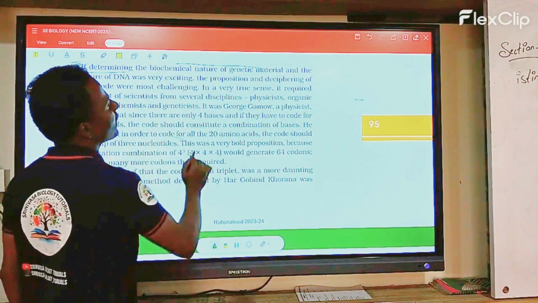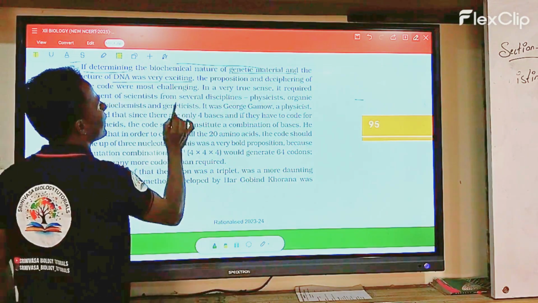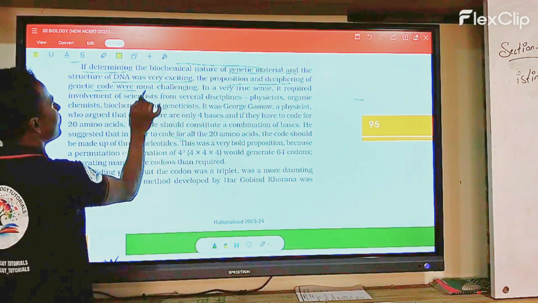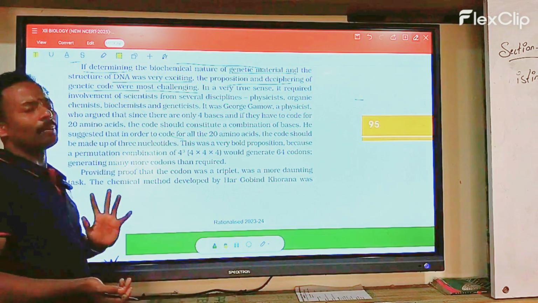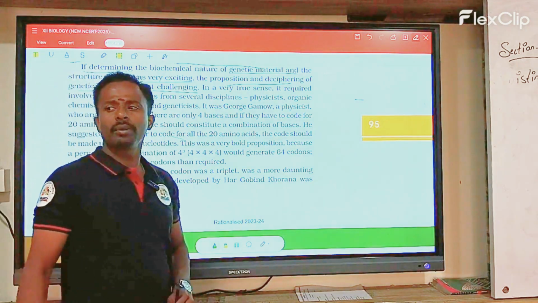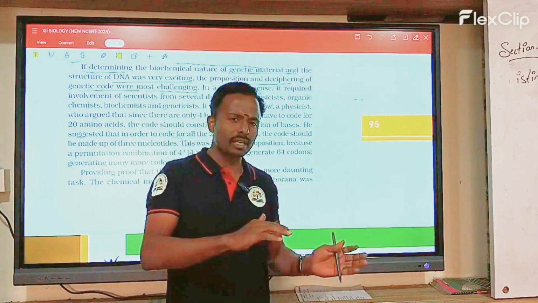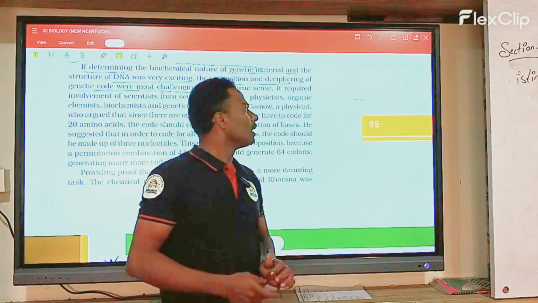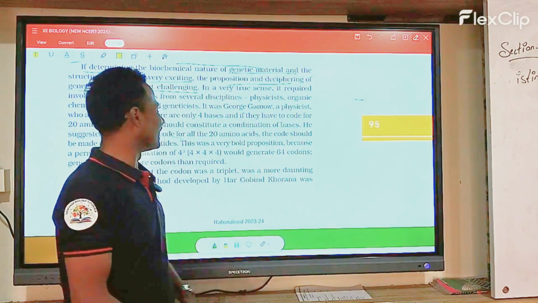Determining the biochemical nature of the genetic material and the structure of DNA was one thing, but deciphering the genetic code was the most challenging. The biochemical material that carries genetic information from one generation to the next generation was the most challenging process in those days.